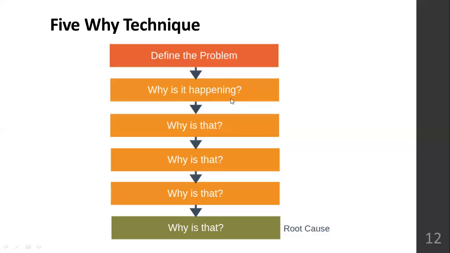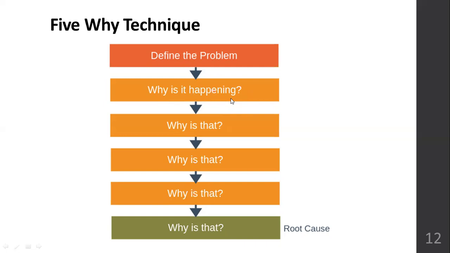So the 5 why technique is also a problem solving method which explores the underlying cause and effect of any particular problem. The primary goal here is to determine the root cause of a defect, an error, or a problem, because you are successively asking the question why.